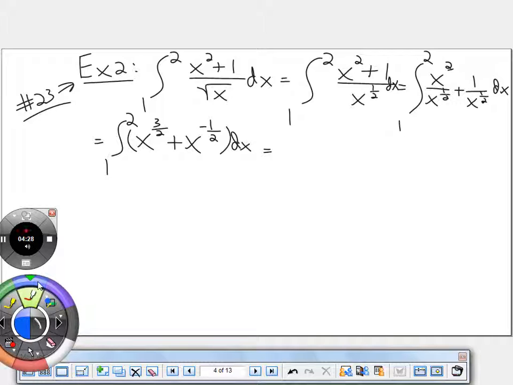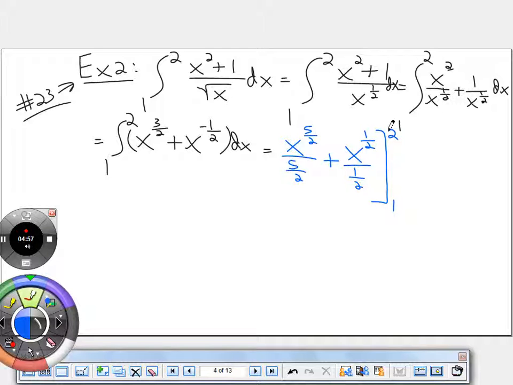So the antiderivative of this would be x, and we would have to add 1. So when you add 1 to 3/2, you're adding 2/2. So that makes it x to the 5/2 divided by 5/2, and then plus, if you add 1 to that, you're adding 2/2, which makes it x to the 1/2 divided by 1/2. And then we're having to evaluate it from 1 to 2.